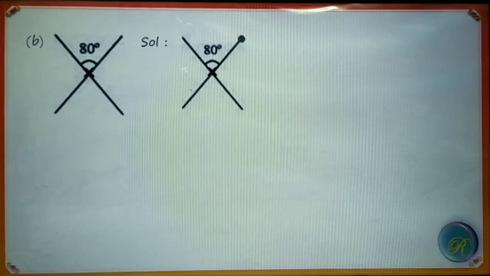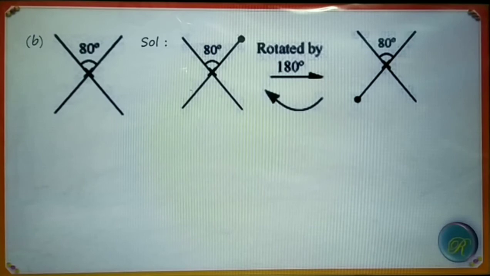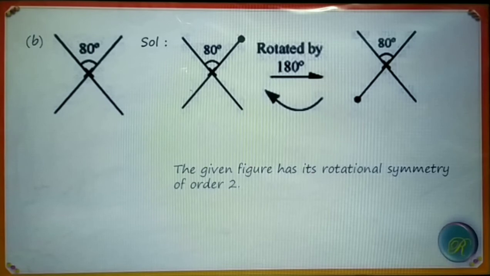Figure B. Solution. Consider the given figure. When we rotate this figure about 180 degrees, then we get this figure. Again, when we rotate by 180 degrees, we will get the original figure. Therefore, the given figure has its rotational symmetry of order 2.